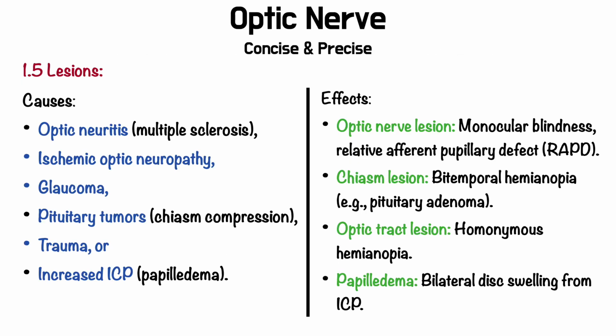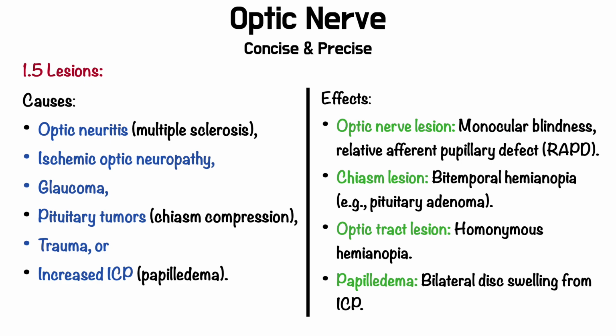And the effects are that an optic nerve lesion causes monocular blindness and relative afferent pupillary defect, which is also called RAPD. This is very high yield for USMLE. You have to remember this, relative afferent pupillary defect. And a chiasm lesion can happen, and that will lead to bitemporal hemianopia. Example, a pituitary adenoma that is compressing the chiasma, right?